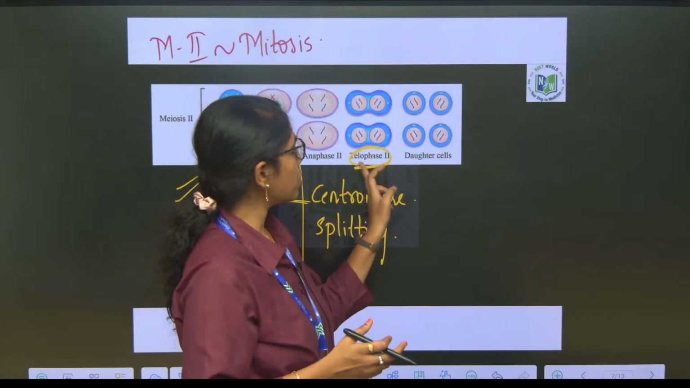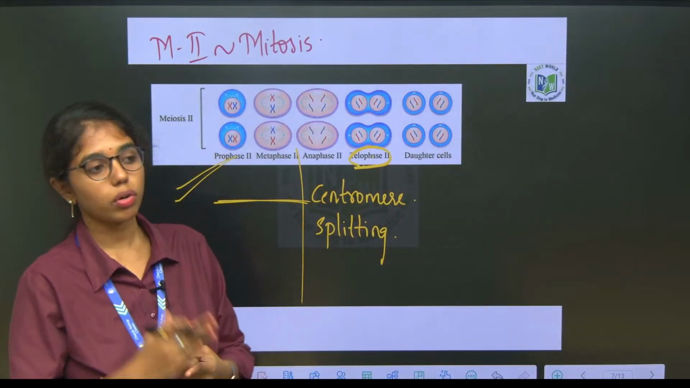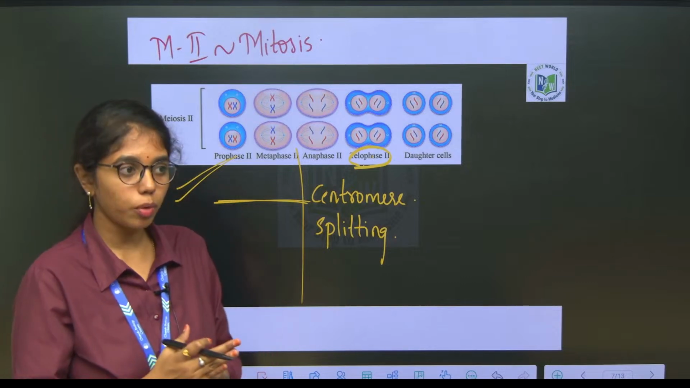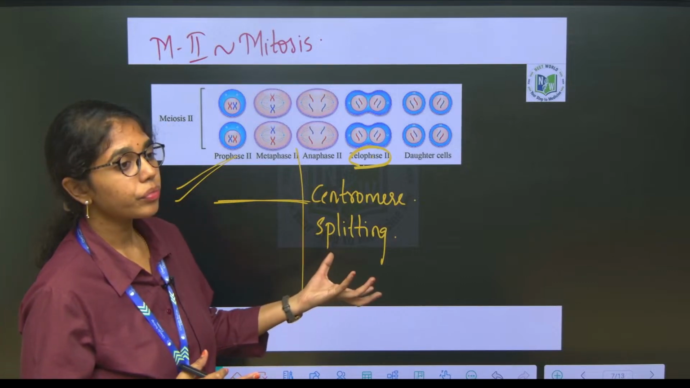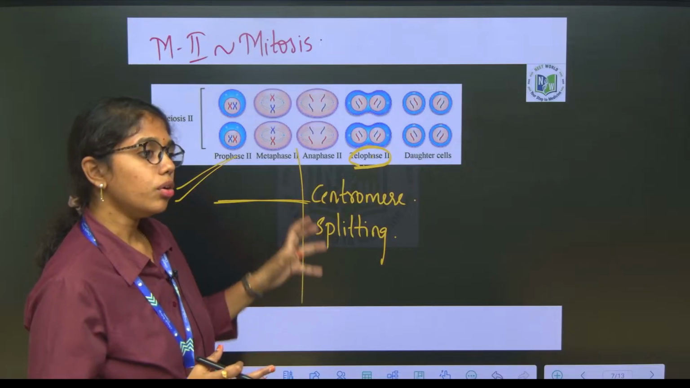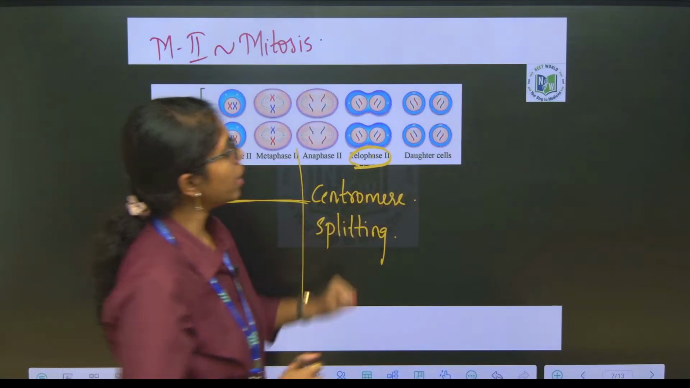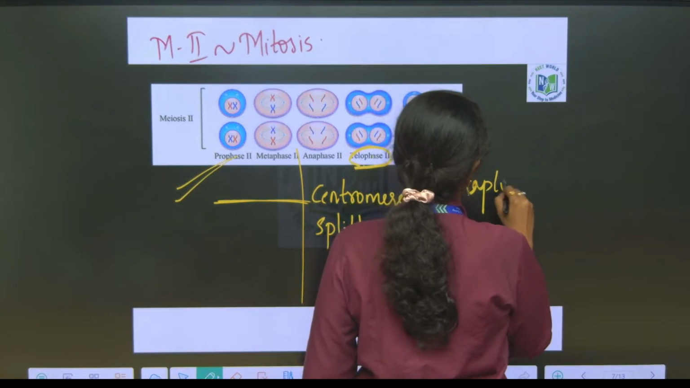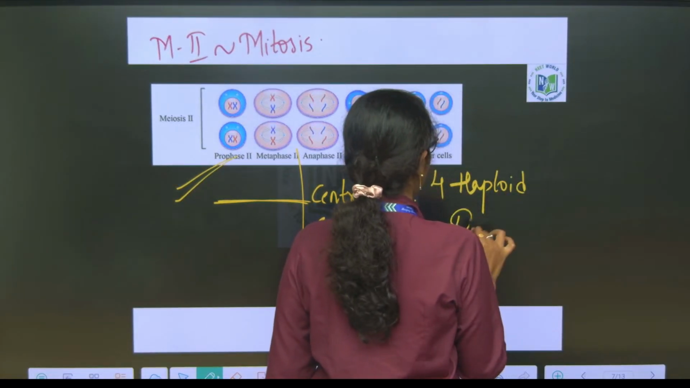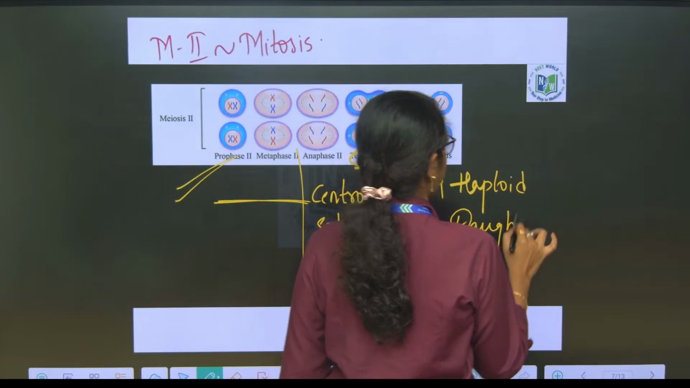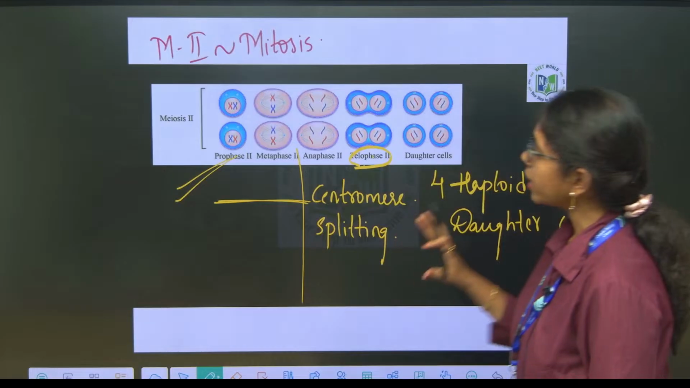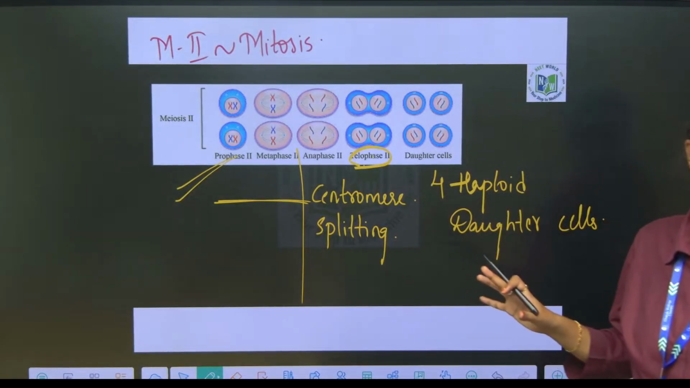What are the events of telophase 2? Reappearance of nuclear membrane, nucleolus, endoplasmic reticulum and Golgi bodies, and after that chromatin into chromatids. Okay. Lastly, 4 haploid daughter cells will be formed. These are the complete events of meiosis 1 and meiosis 2.